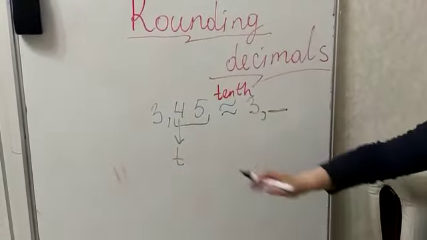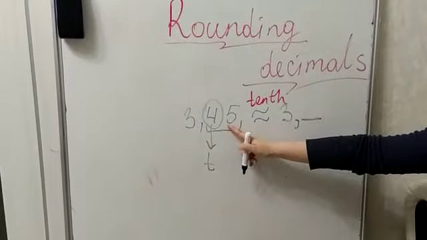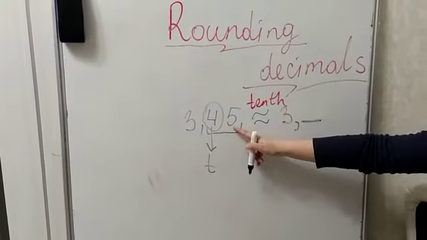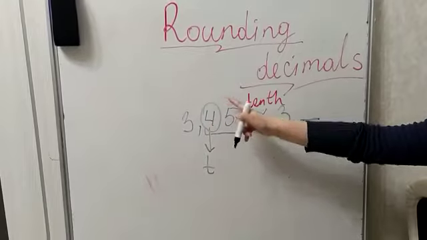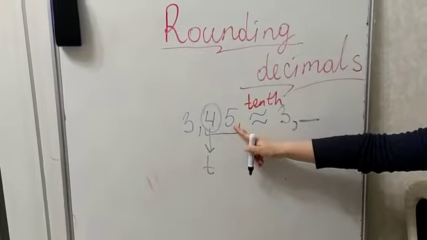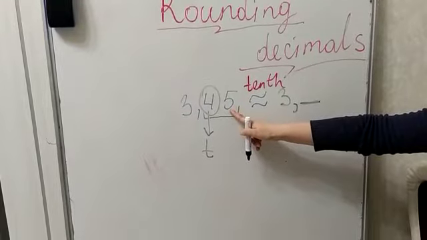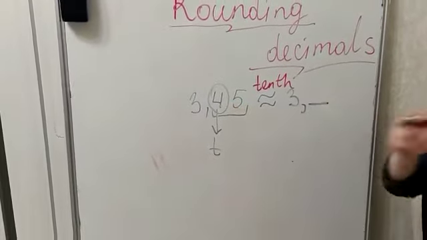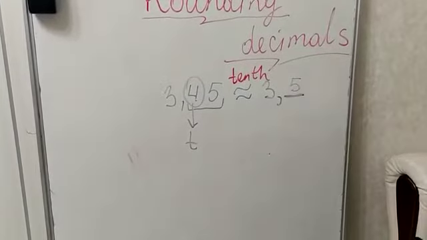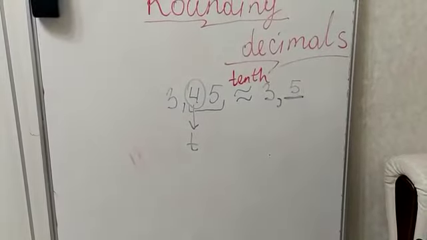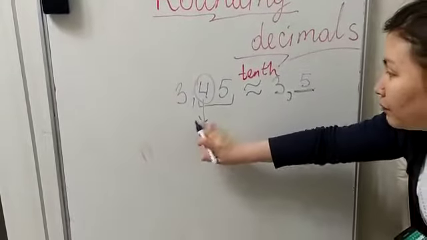If we have the number 4, it is closer to 3, but we need to see the next number. For example, 5. 5 is in the middle of the scale, so 5 can help the 4, and it will be 3.5. So we can write 3.5 instead of 3.45.